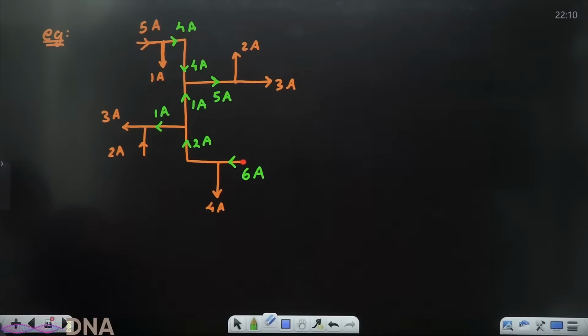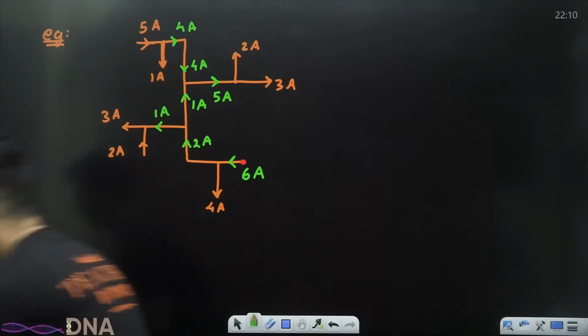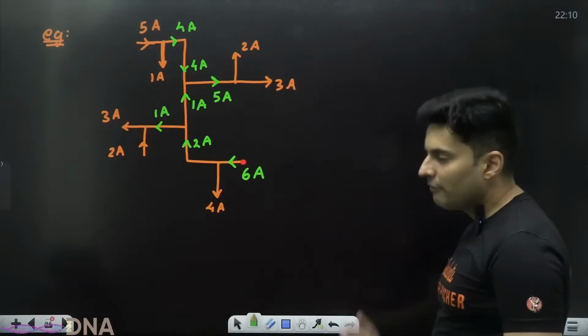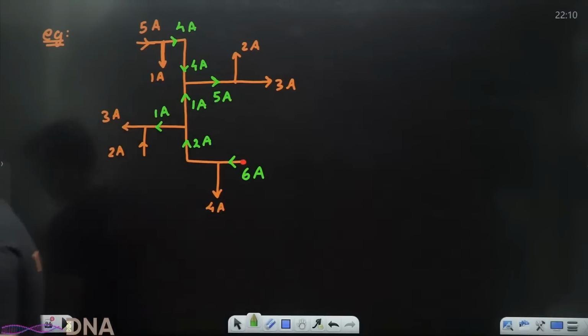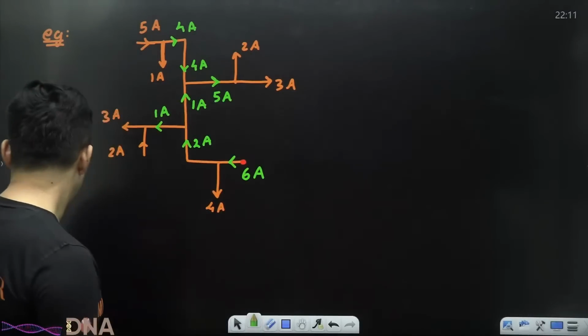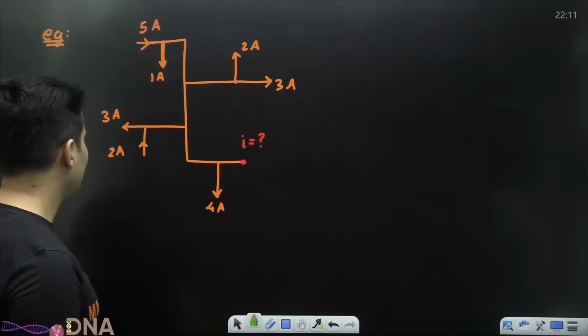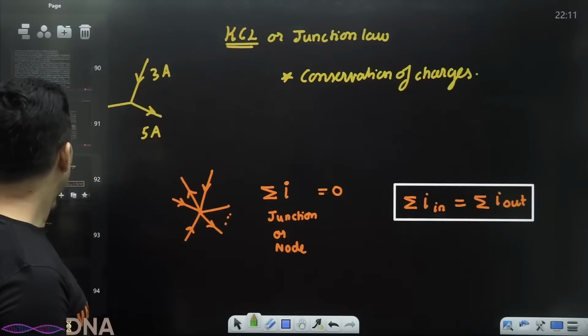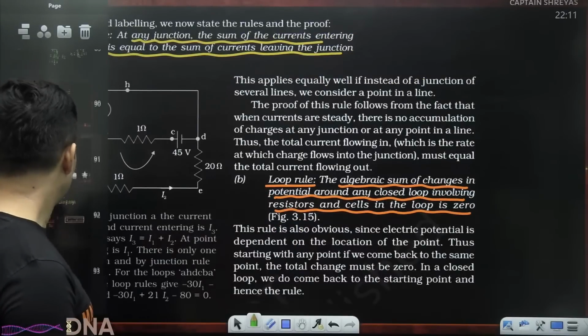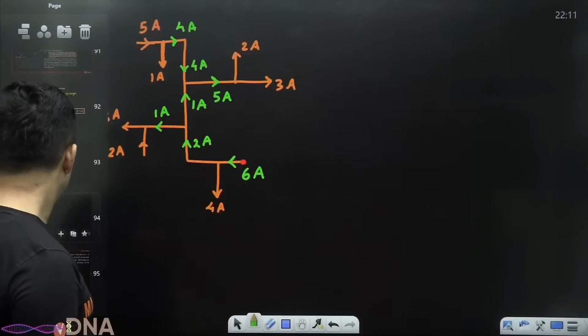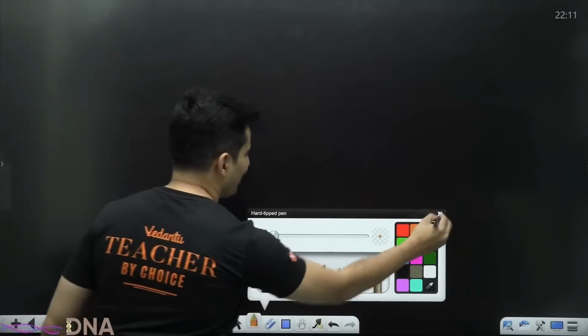Got it, everyone? How to do this question? This kind of question can come in your NEET or even in your board exam. Very simple application of Kirchhoff's current law. Yes, Madhumati, it is 6 amperes. So that was your Kirchhoff's current law. Now let's go to Kirchhoff's voltage law.